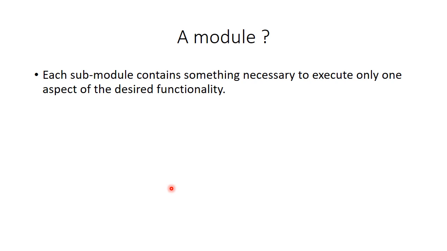Likewise, when we divide a program into sub-programs, so-called modules, each module will do its own work. They have to do some specific work. They do not have to bother about the other modules. That is why we say that a module will exist as a separate software component, and that's what we are saying here: each submodule contains something necessary to execute only one aspect of the desired functionality.